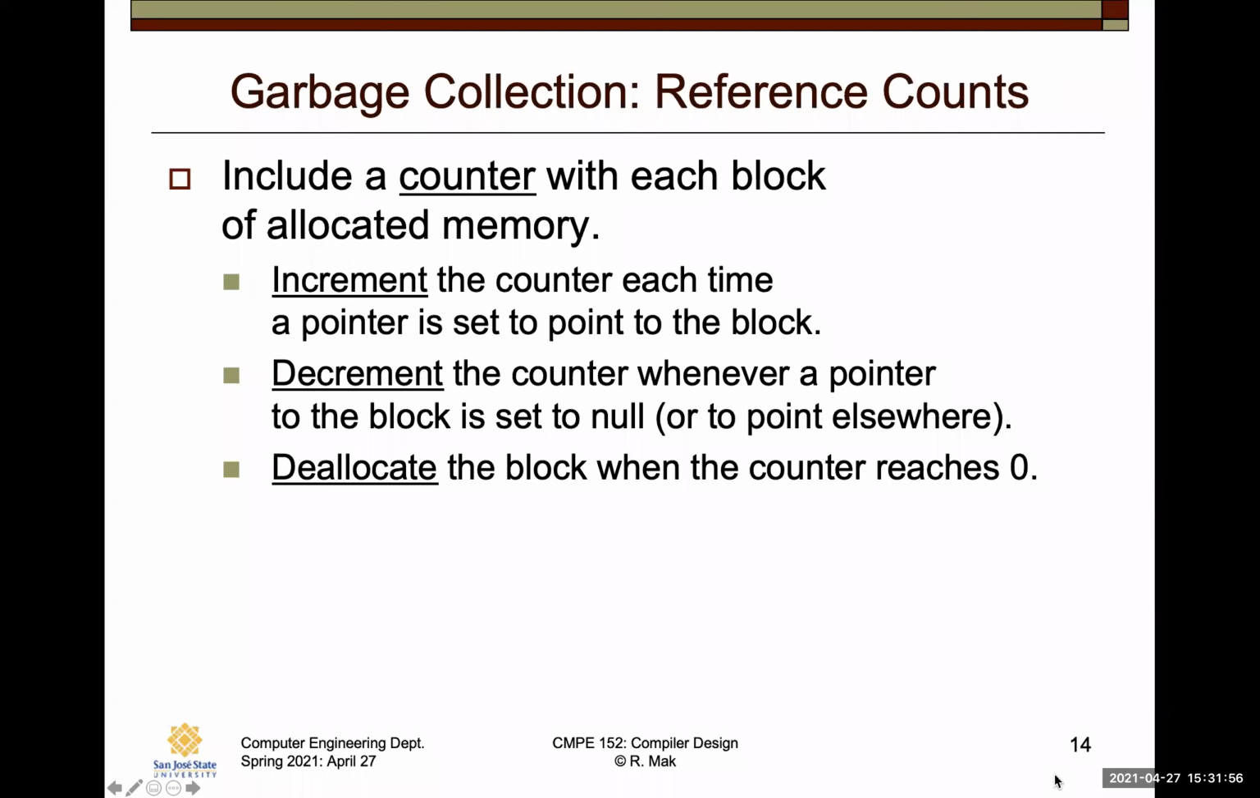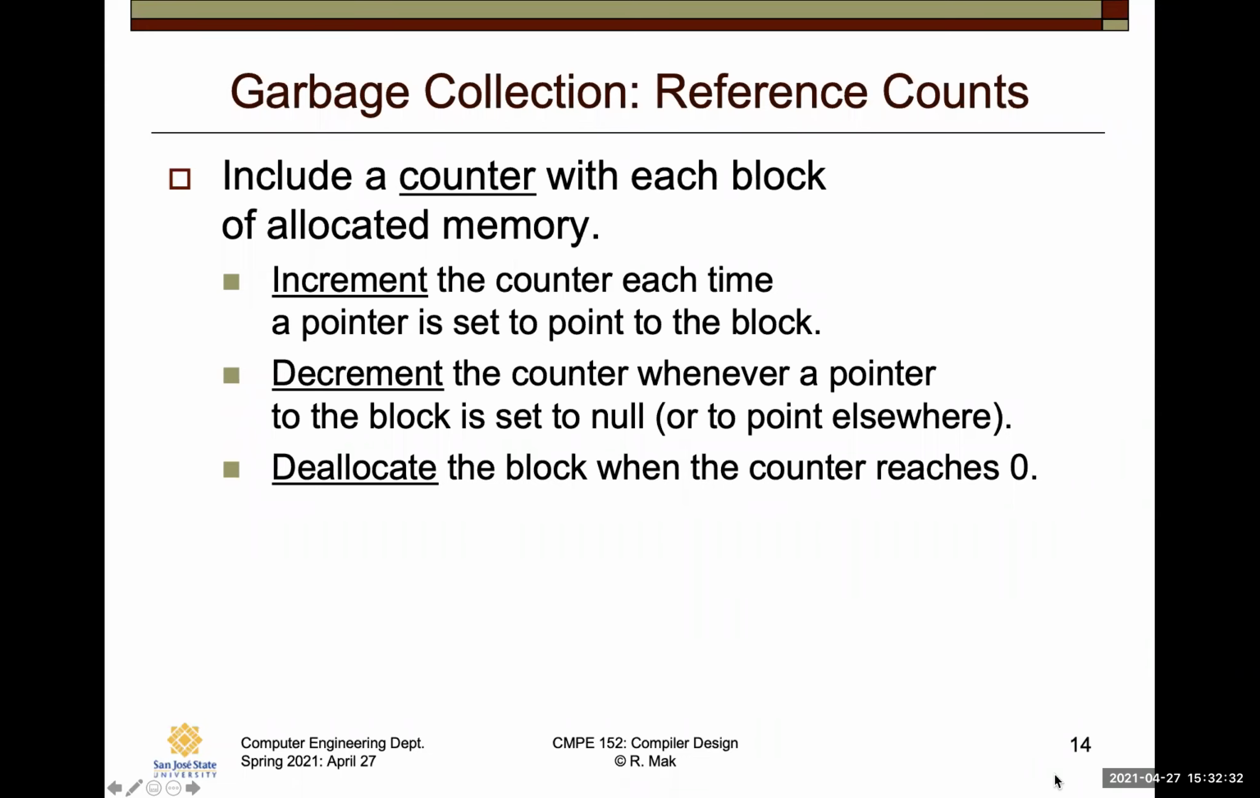Okay. Now, whenever a pointer that was pointing at the object no longer points to it, maybe that pointer got set to null or it got set to point to another object, then the reference count is decremented. Okay. Now, when the reference count becomes 0, that means nobody is pointing at this object, and therefore it becomes garbage, and the garbage collector can then deallocate it.